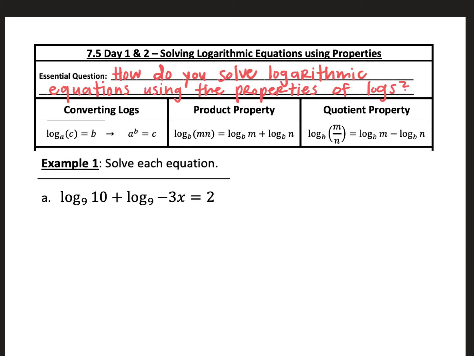Hi everyone, today we're working on 7.5 day 1, solving logarithmic equations using properties. You have your essential question there, you can go ahead and write it down.